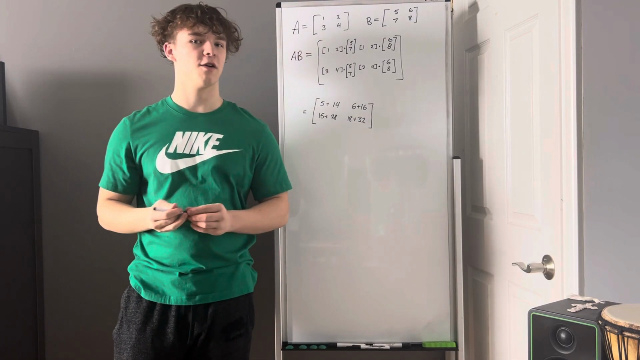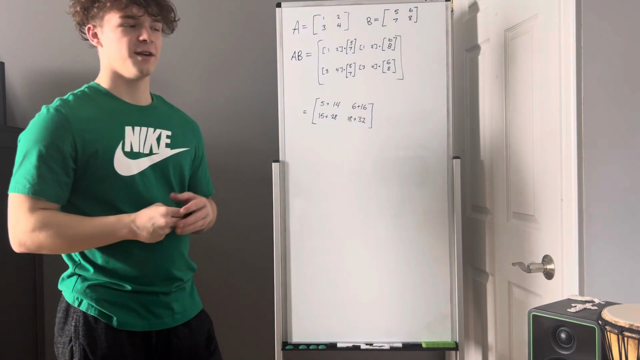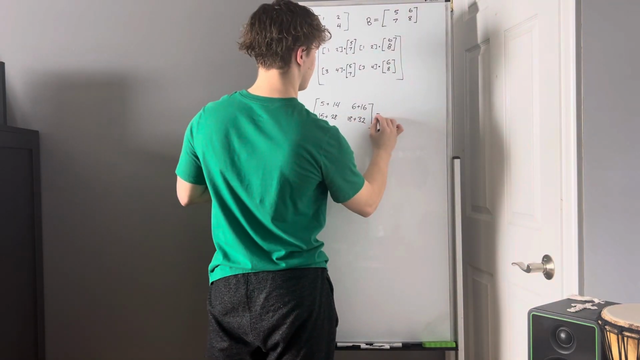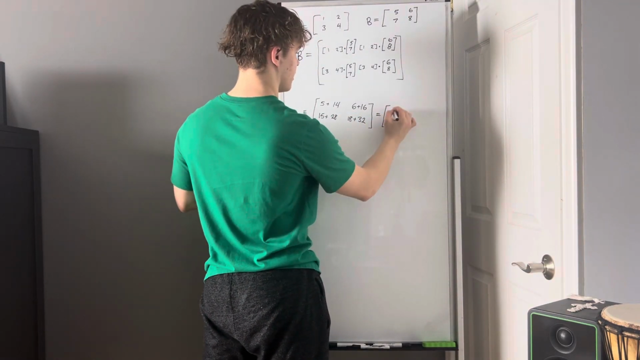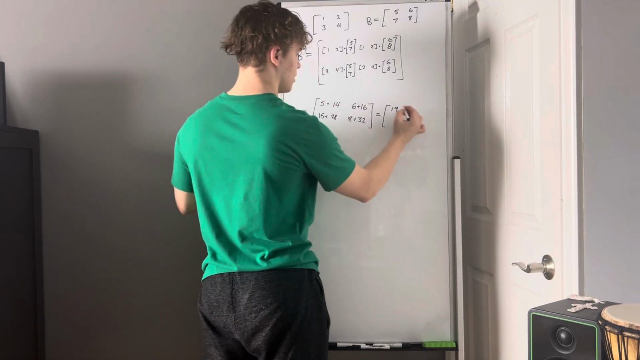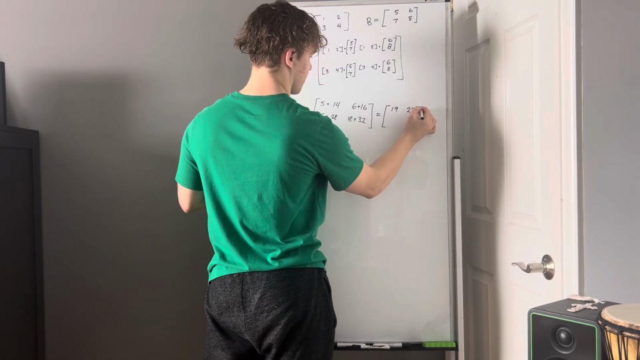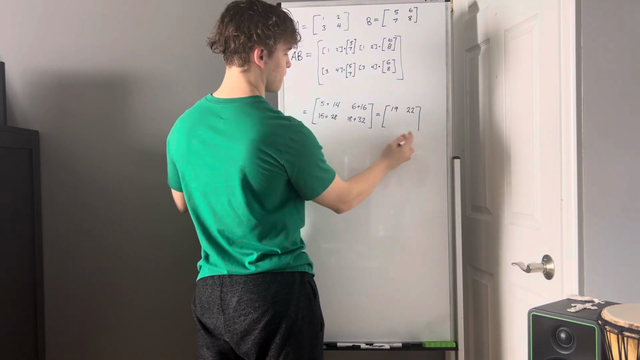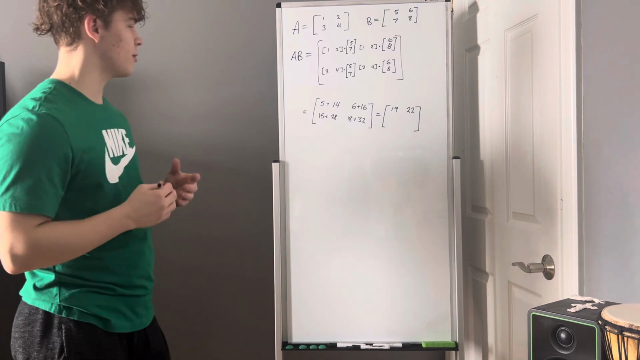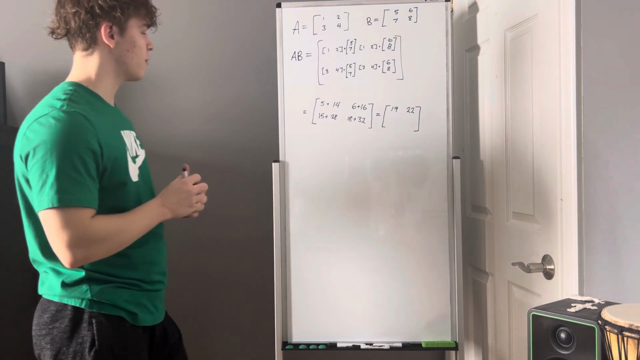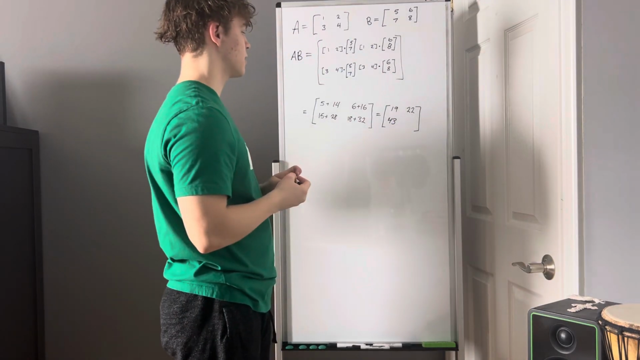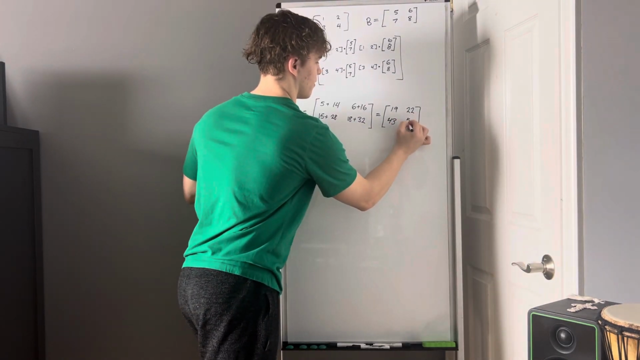You're really going to need to know your mental math for these. And I'll admit, I'm not the strongest. Now, 5 plus 14, 19. 6 plus 16, 22. 15 plus 28, that will be 43, I believe. 18 plus 32 will be 50.